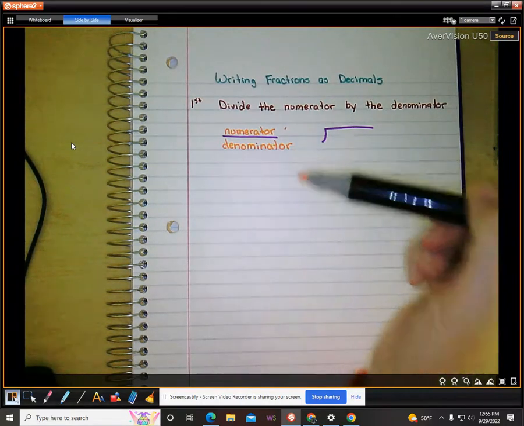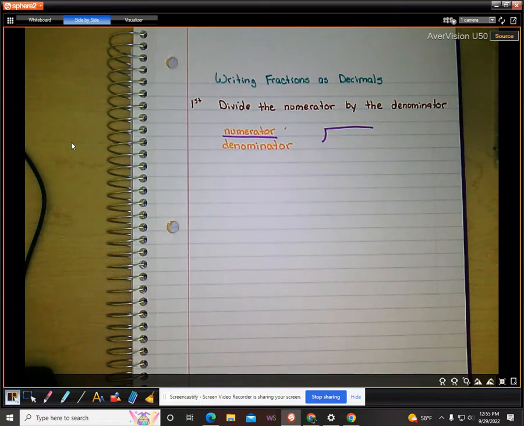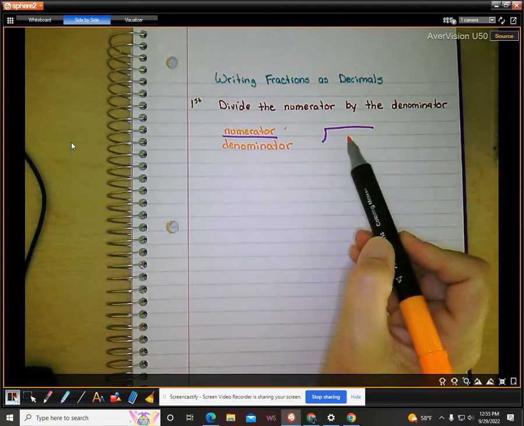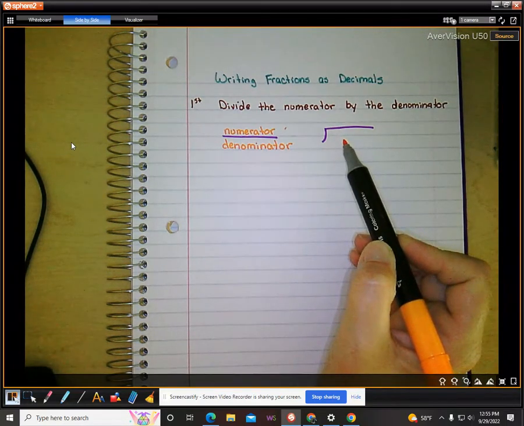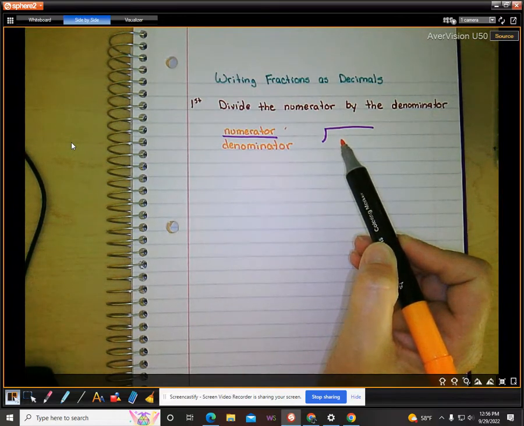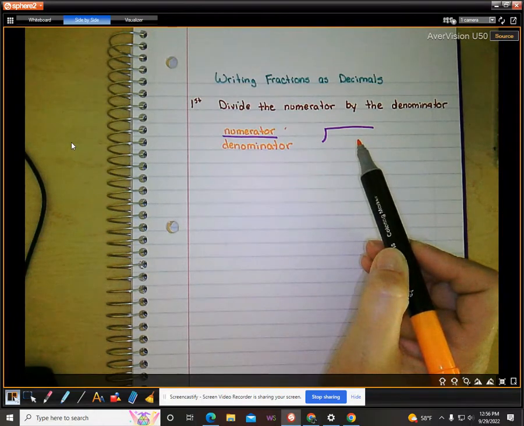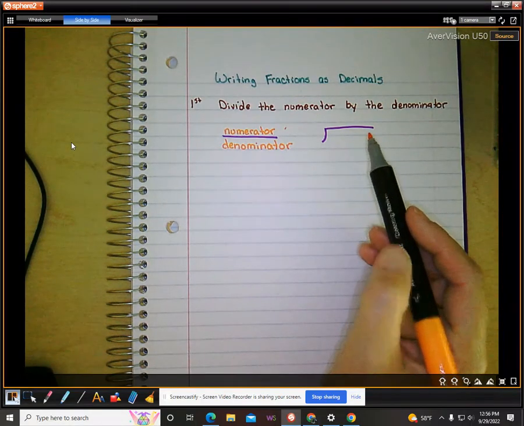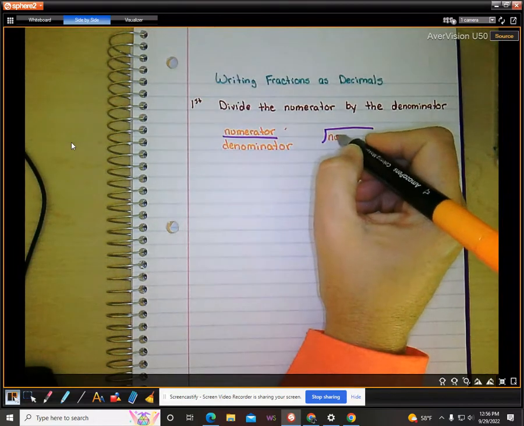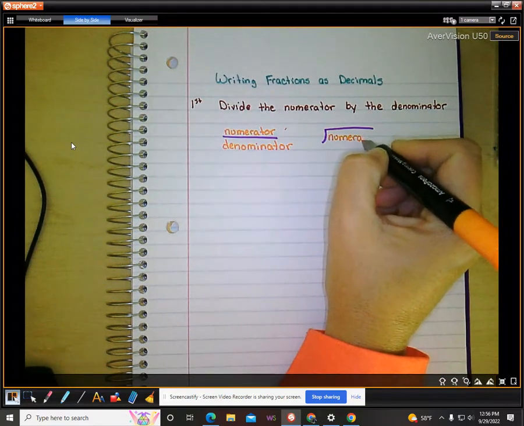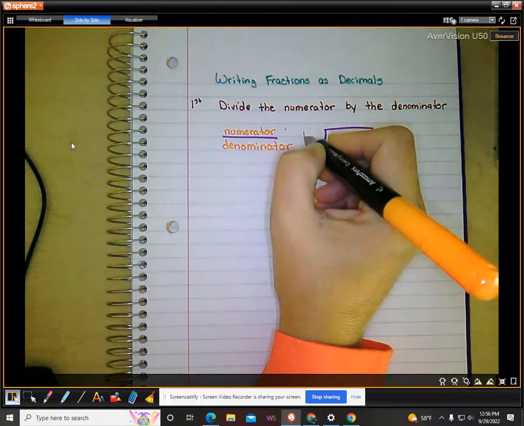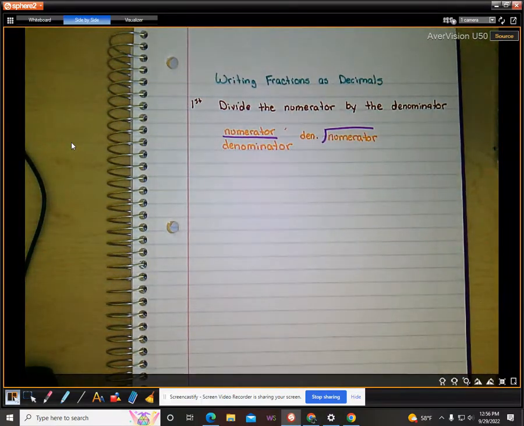So if we are dividing the numerator by the denominator, which number goes on the inside to become our dividend? Jeremiah? The numerator. Absolutely. Then your denominator becomes your divisor. Okay?